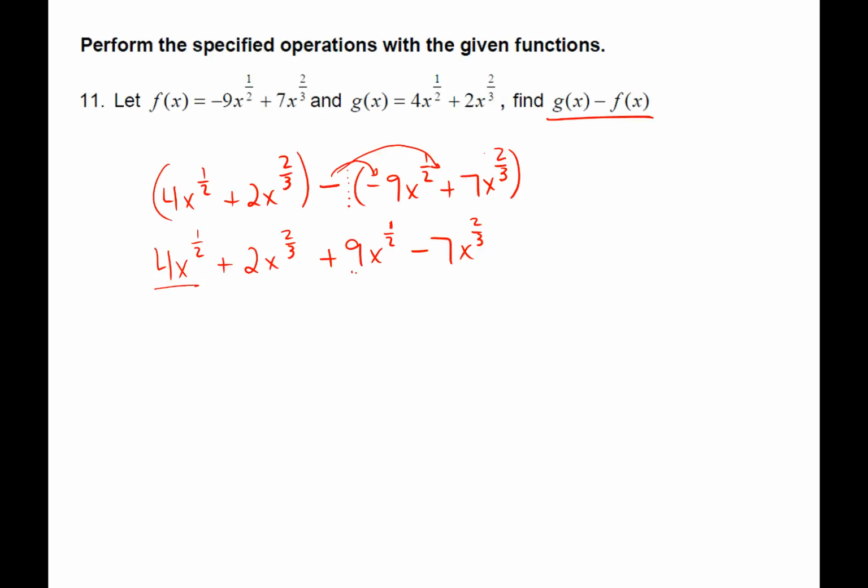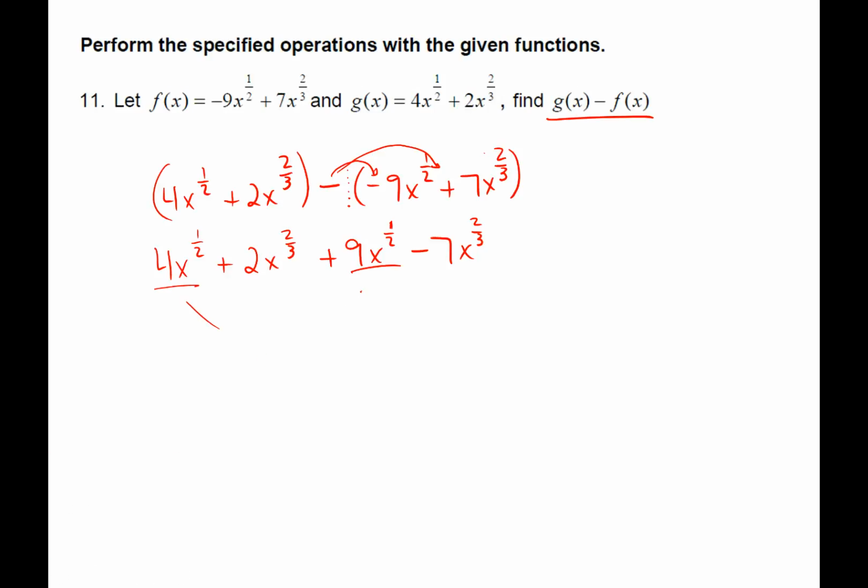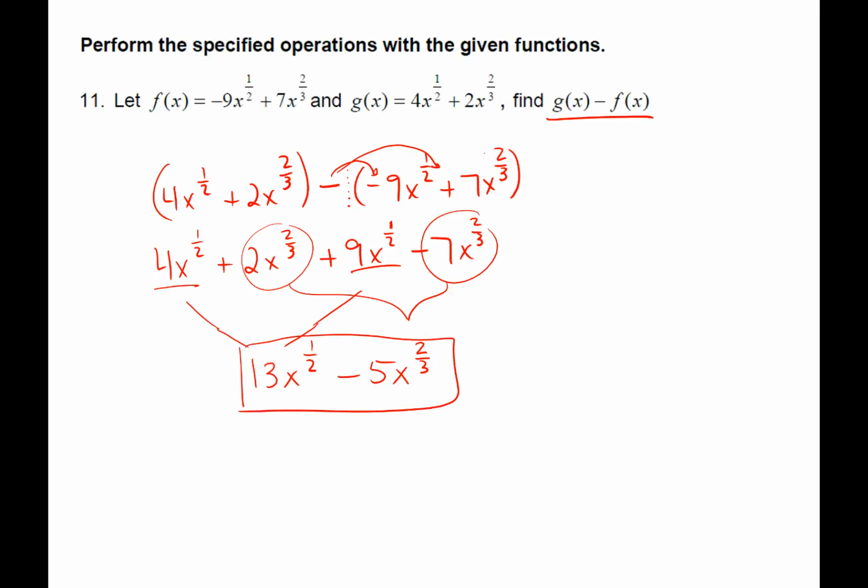So I have matchy terms here. Those two together give me 13x to the 1/2. Then I combine my other two like terms together. Don't forget the negative there. That gives me 2 and -7 is -5x to the 2/3. So this is the answer we're looking for.